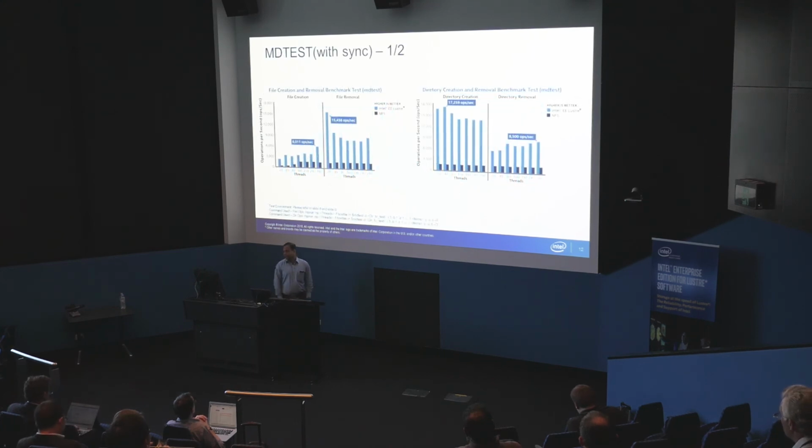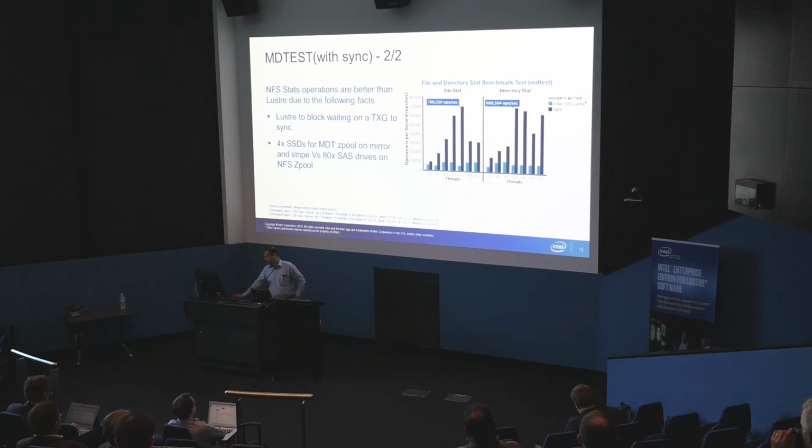So in terms of metadata operations, we used MD test, and first you can see the file and directory creation and removal operations. Again, here Lustre scores much better than NFS. So here are the stat operations, but as per our evaluation, NFS scores better than Lustre because of many reasons. Of course, there is a lot of work going on to improve the metadata performance in terms of stats, not only with ZFS, with LDISKFS as well.